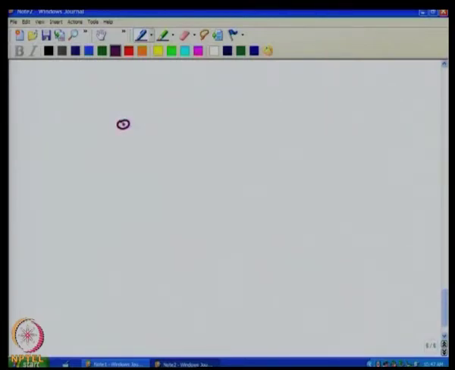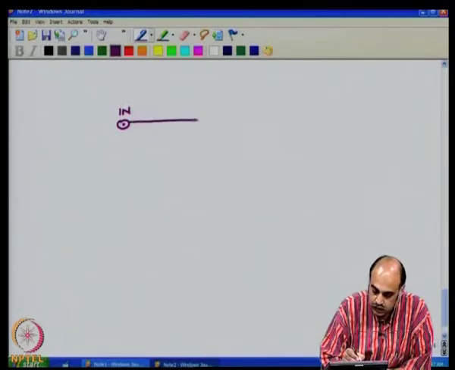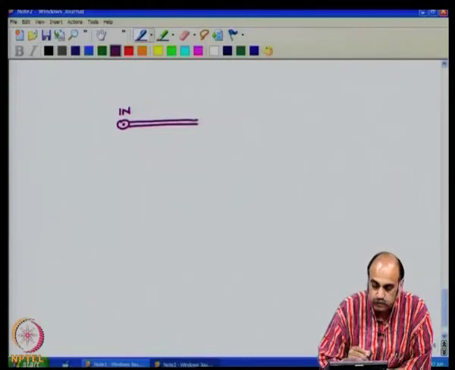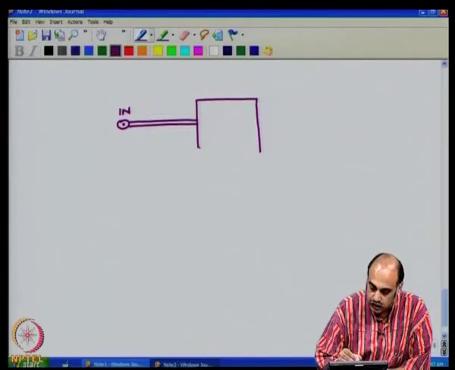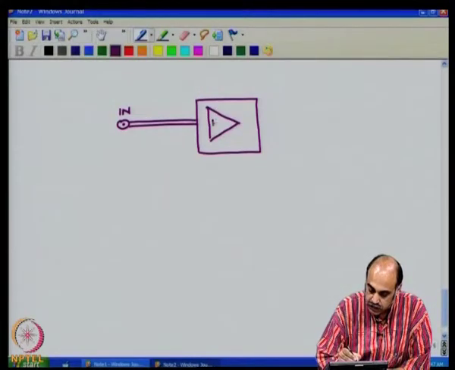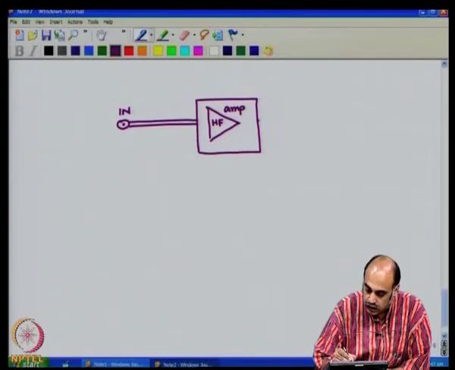Let us say you have the input in and you have one route. Now, I will still continue to put the high frequency amplifier in a block. There may be many circuits within that. This is your HF amp, and probably the route could go in this fashion.